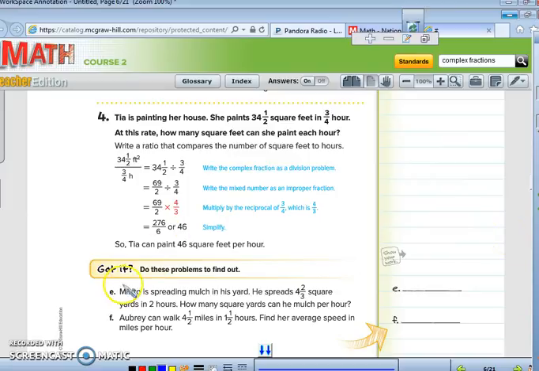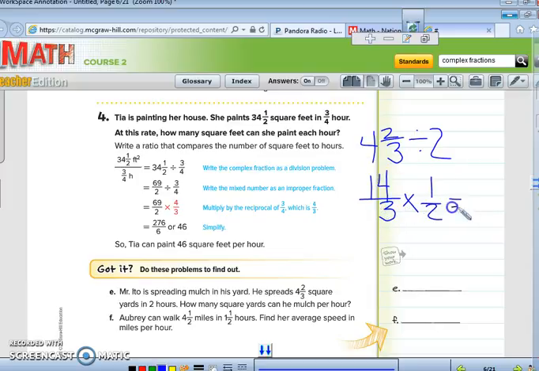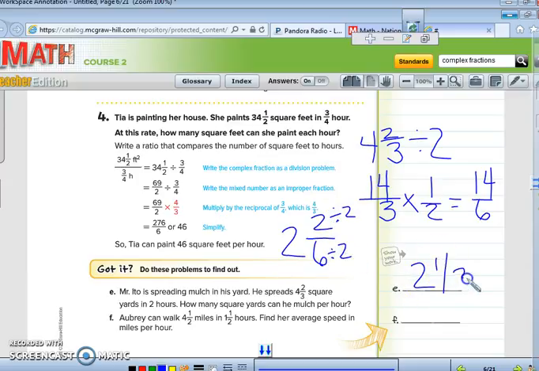Go ahead and pause, try letters E and F either in your book or on your sheet of notebook paper, and you can come back to check. On the first one, you should have used division, obviously, because that's what the chapter is about. So we're dividing 4 2/3 divided by 2. Change this by using the MAD method, so that would be 14 over 3. Change, flip. 14 over 6. 6 goes into 14 2 times, with 2 left over, and then I know I can simplify by dividing by 2, so that's 2 1/3.